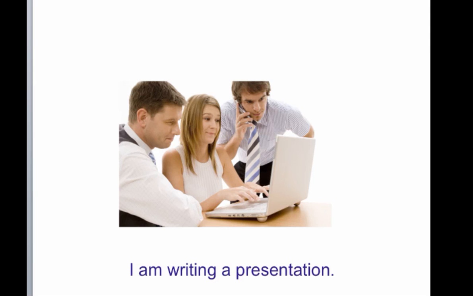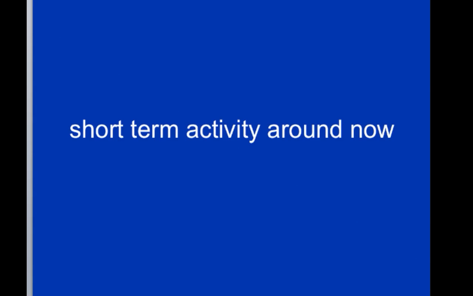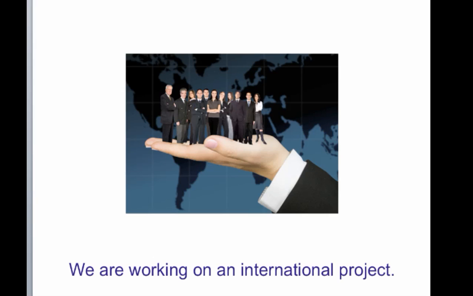By using the ing form, I'm asking you about an action or activity happening now or a short-term activity around now. This could be a project or any temporary activity that started not long ago in the past and will end sometime soon in the future. For example, we are working on an international project. That's not at the time of speaking, but it is happening around now and will end sometime in the near future.